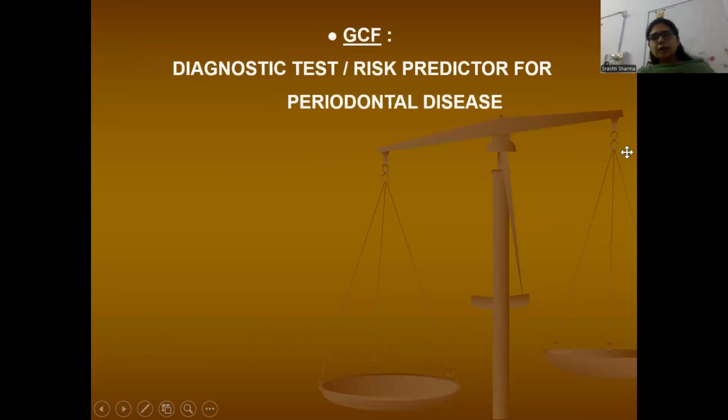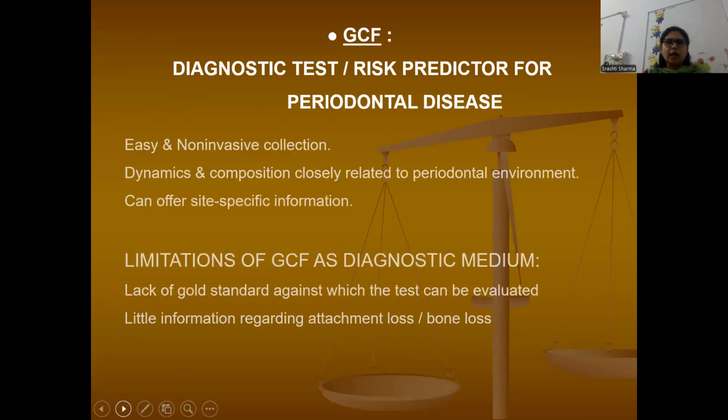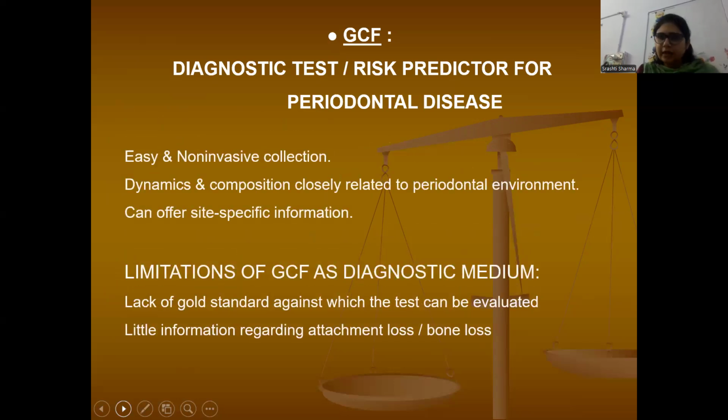So now this is very important. This also counts as a short note. GCF as diagnostic test or risk predictor for periodontal diseases. Easy and non-invasive collection. Dynamics and composition closely related to periodontal alignment can offer site-specific information. So these were the properties why GCF is considered as a diagnostic test or risk predictor for periodontal disease.